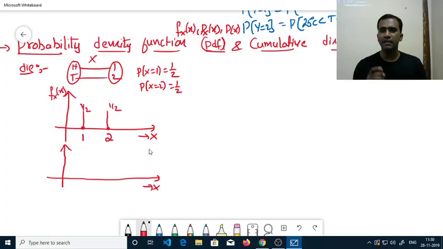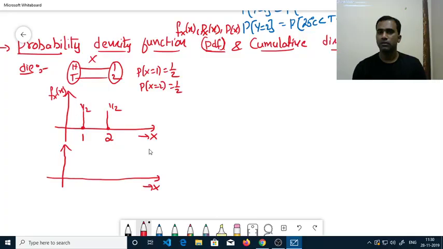So PDF will give us the probability of the random variable at each and every value of the random variable. See this one, at x equal to 1, it is having a probability of half. That information is there. X equal to 2, what is the probability? That is there. So the probability density function will tell you exactly, for every value of the random variable, how much is the probability. Whereas the cumulative distribution function will give you the same information, but in a different format. How? So let us understand this.